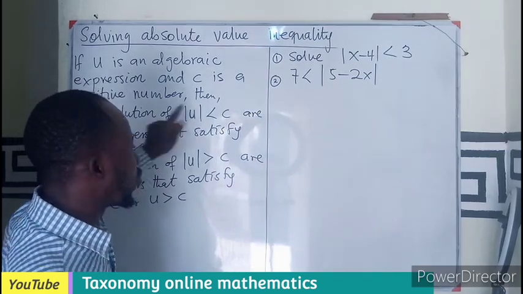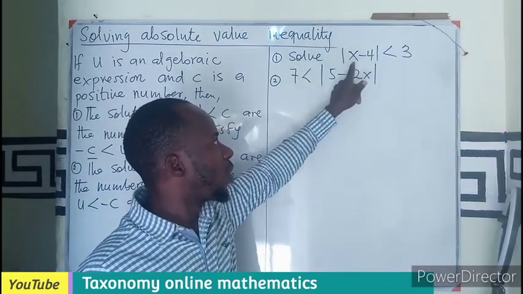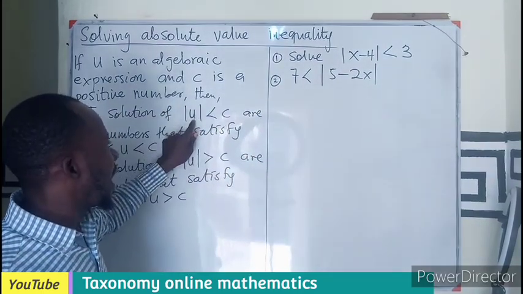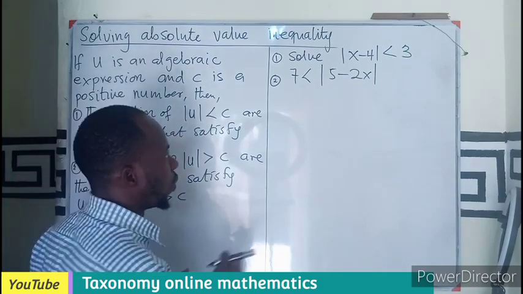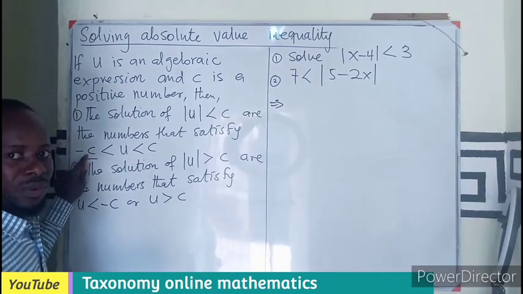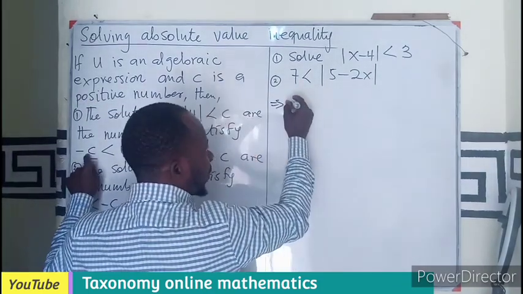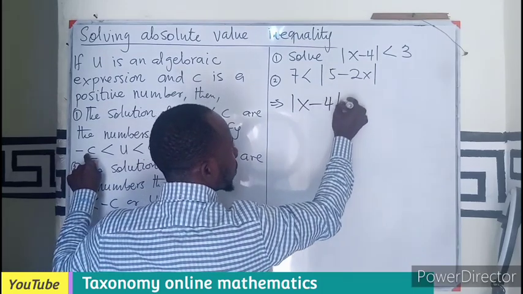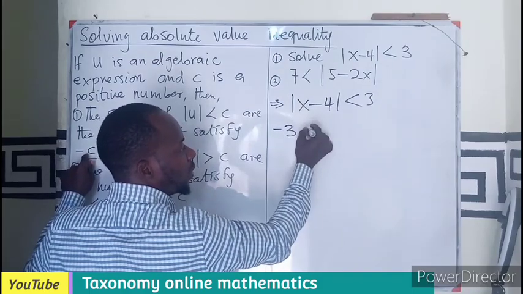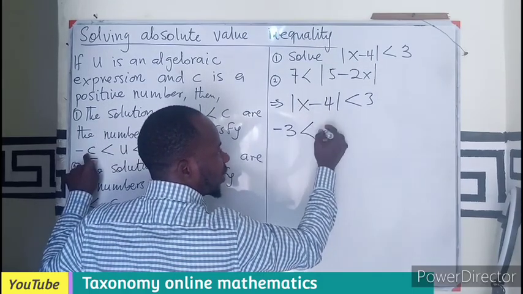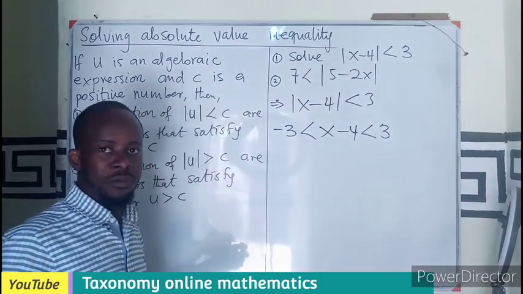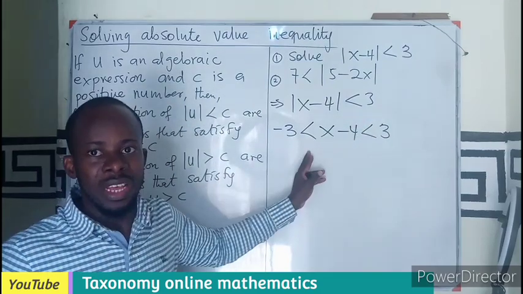So taking the first one, we have to solve the absolute value of x minus 4 less than 3, which we can see is in the first position. So this is going to be, right away, what do we say? The negative of the constant. Okay, let me write the question first. So the negative of the constant will be negative 3 is going to be less than the algebraic expression x minus 4 less than what? The positive of the constant. So this is the solution.